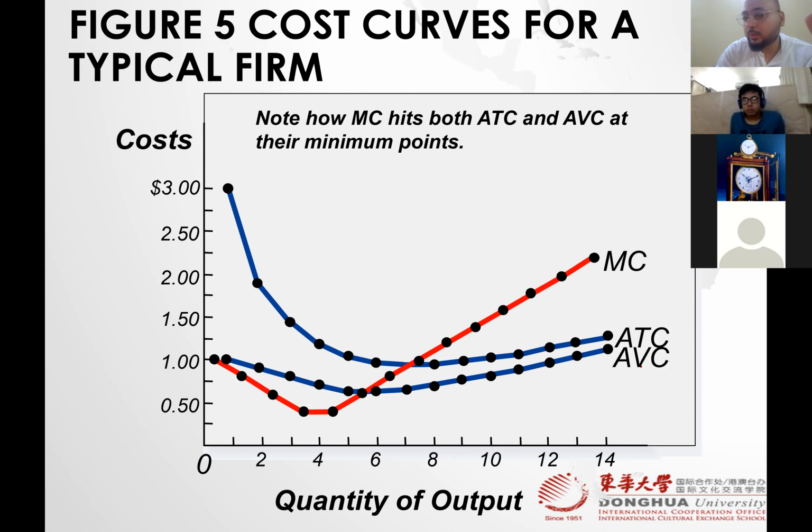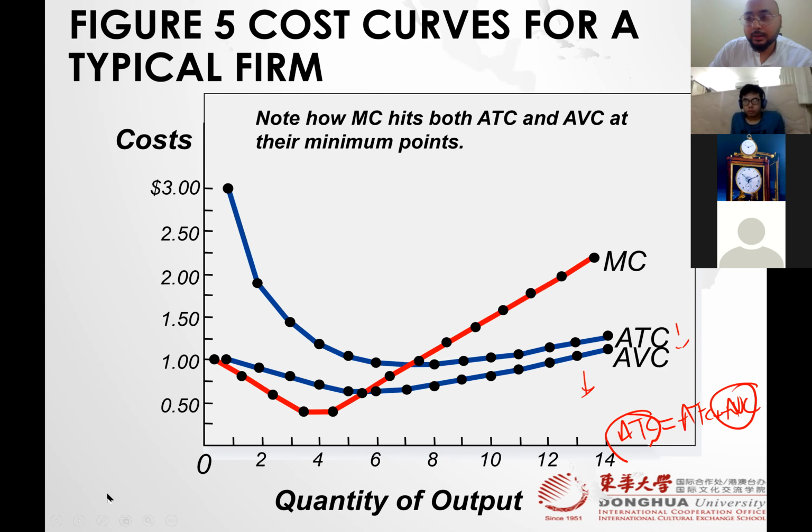The average total cost always will be less than the average variable cost, always below the average total cost. Why? Because average variable cost is a part of average total cost. What is the formula? Average total cost is equal to average fixed cost plus average variable cost. So average variable cost is always less than average total cost.